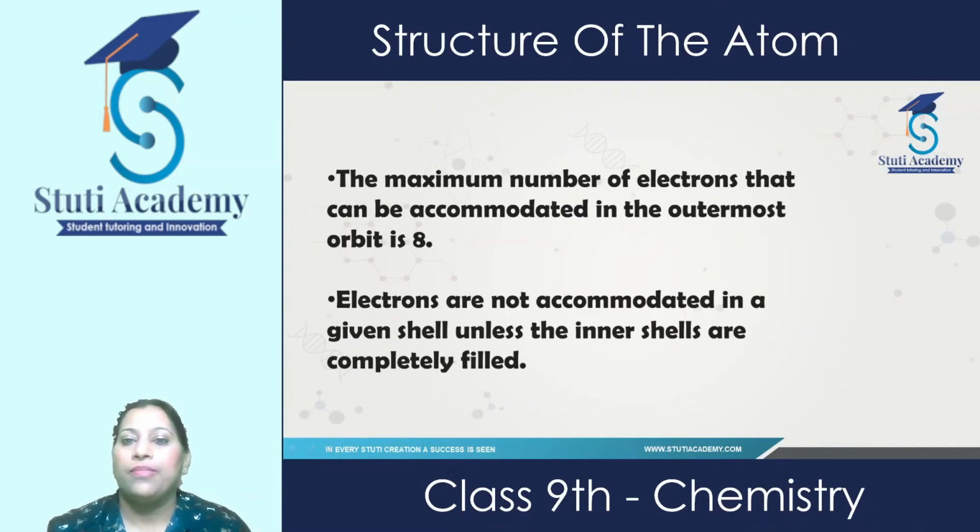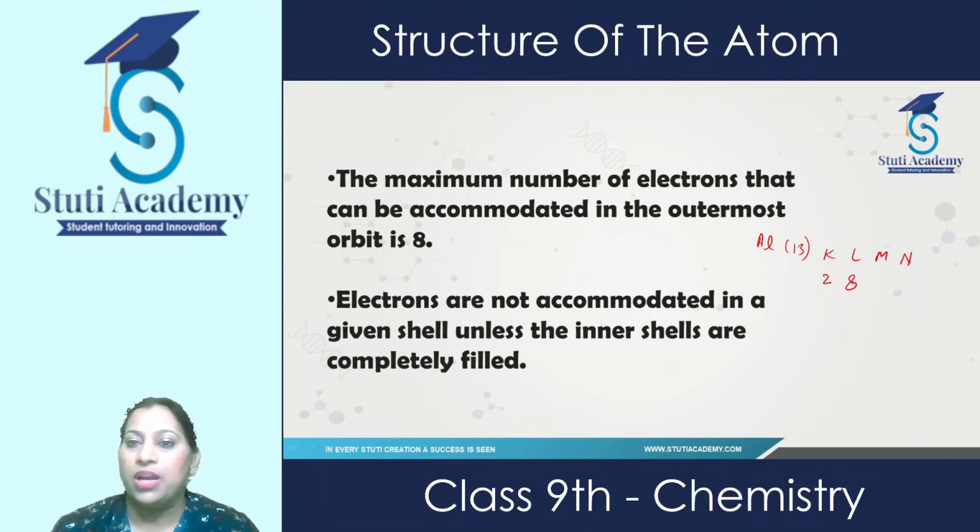For example, aluminium, its atomic number is 13. I'll write down the electronic configuration of aluminium. This is 2. Then we can write 8, because only 2 electrons can fill into the K shell. Then 8, and 8 and 2 is 10. Its atomic number is 13, so we need 3 more electrons. We can accommodate them, but its outermost shell is M. It has 3 electrons, so it is unstable in nature.